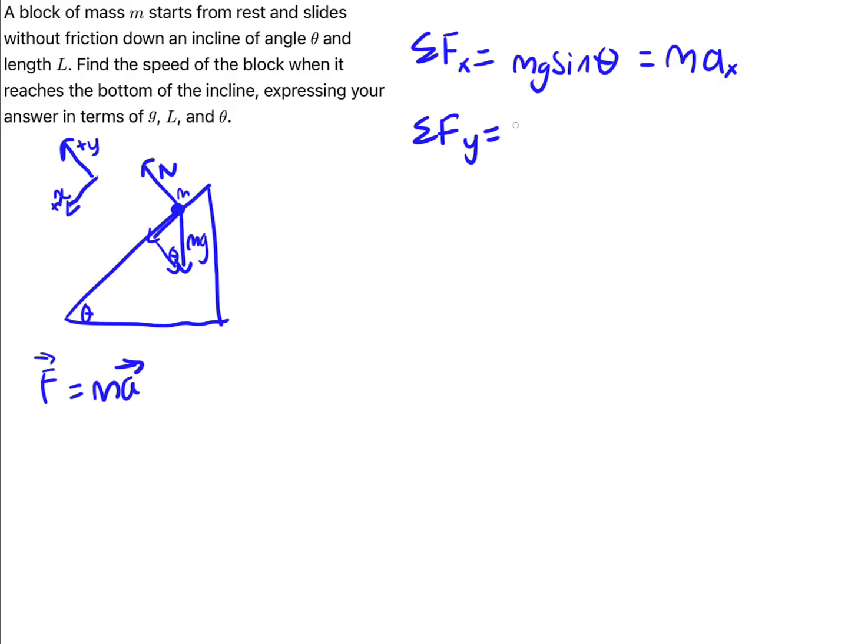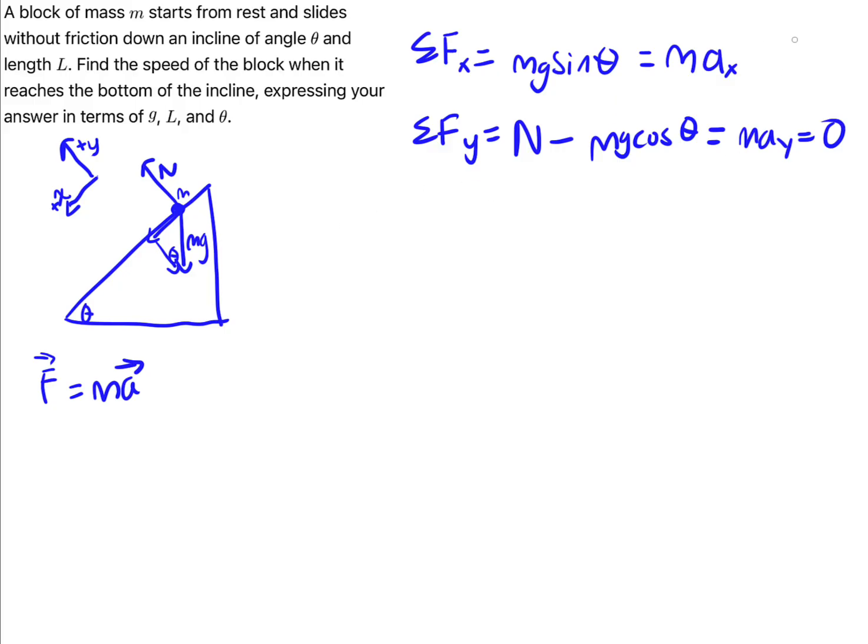we have the normal force in the positive y direction and the component of gravity perpendicular to the incline, which is mg cosine theta in the negative y direction. Since the block is sliding along the incline, it's not accelerating away from or into the incline. So our acceleration in the y direction is 0, and this whole right side is 0.